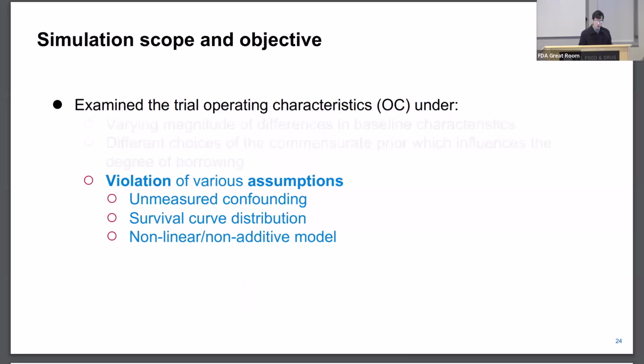In terms of violation of various assumptions, we won't cover the results in detail here, but what we looked at includes understanding and simulating the scenarios where we have, for example, an unobserved or unmeasured confounder, as well as understanding if the survival curve distribution is different from the assumptions that were made. And we also looked at if there's a nonlinear or non-additive effect model, how do the operating characteristics perform.